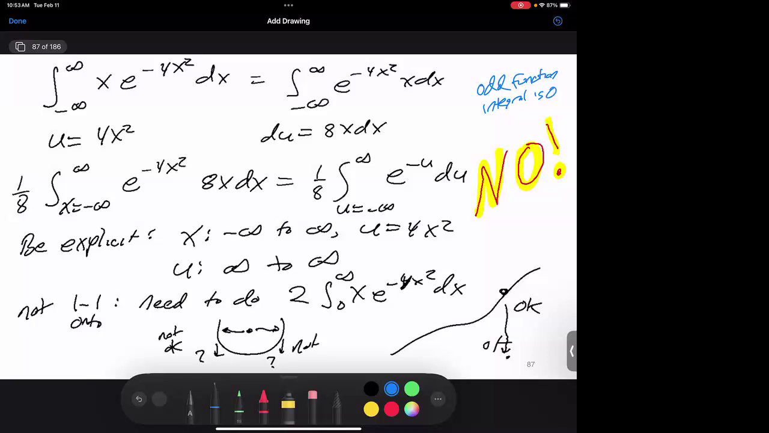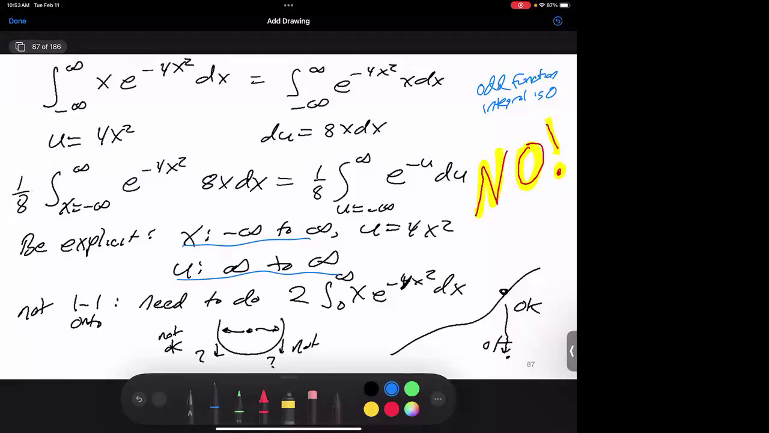It's more than just that it's negative in one part and positive in another. It's that they perfectly balance. f of negative x is negative f of x. They cancel each other out. And so what went wrong? The danger is when we did the change of variable, we weren't careful. If we take u equals 4x squared, when x goes from minus infinity to infinity, we get u going from infinity to infinity. You can't do that.